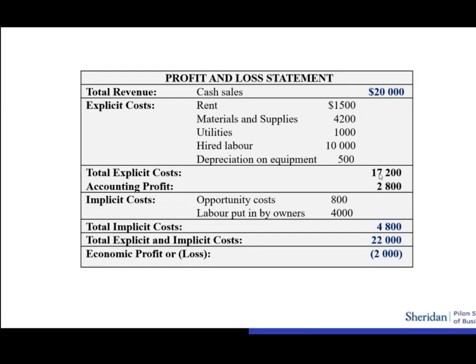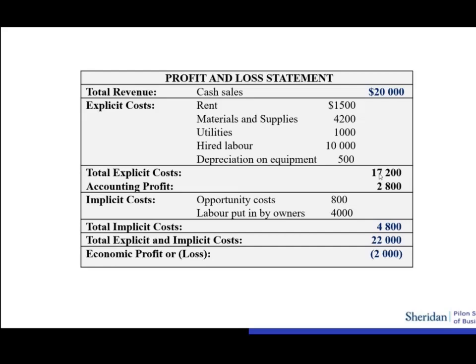In the ongoing example here, the owner of this firm has opportunity costs of $800. Maybe they've borrowed some money for this business so that they could get a return on that somewhere else, and maybe the owner could also get paid $4,000 by working somewhere else. So in this case, the total implicit costs are $4,800, and the sum of all of the costs would be $22,000, and so this person would be making an economic loss of $2,000.